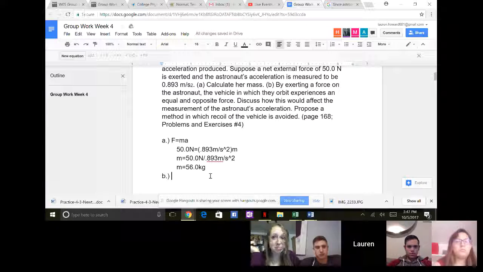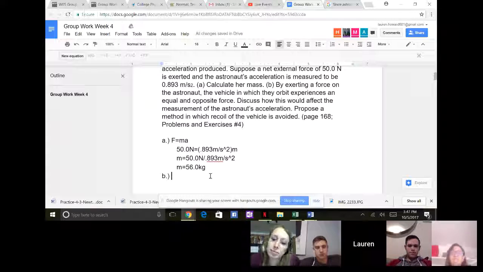Yeah. So I guess what I'm understanding the question to be is how do they single out the astronaut's acceleration? I'm having trouble because the first part says, how does it affect the measurement of the astronaut's acceleration? I would think that to mean how do we discount the vehicle the astronaut's in to just get the astronaut's mass? But I don't know. You might be right about that. Maybe I'm just not understanding the question fully.